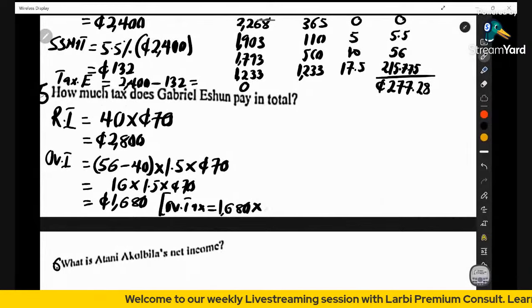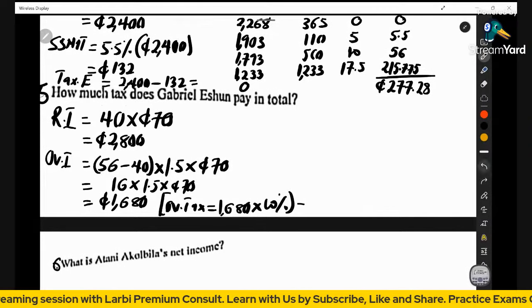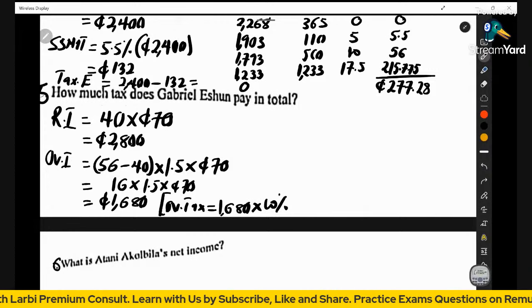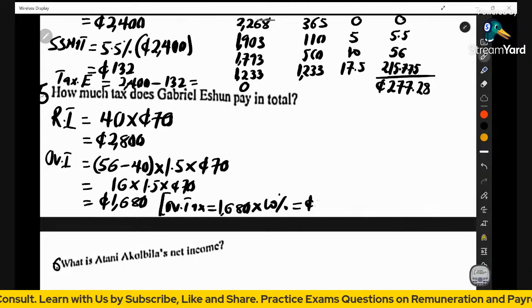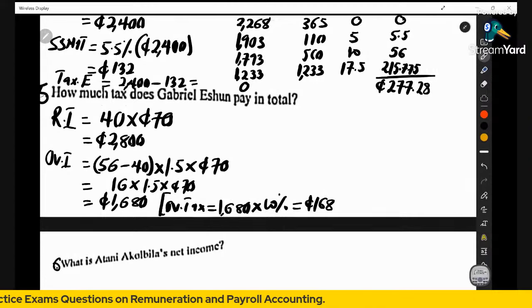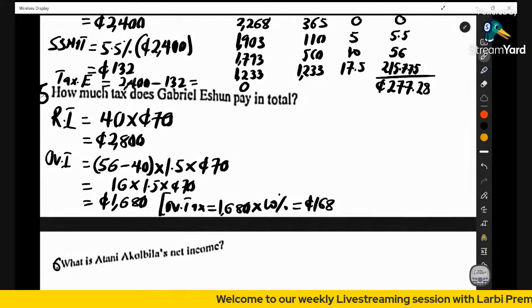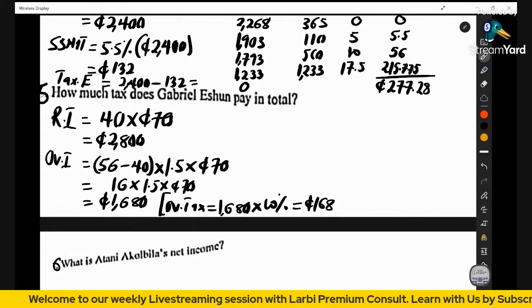1,680, we just have to multiply it by 10%. Whatever we get becomes the overtime amount. In my case, I had 168 as the overtime tax for Ishon. But we are left with that of his regular income tax. Before we can get that, we need to get our taxable earning. So let's compute the taxable earning.